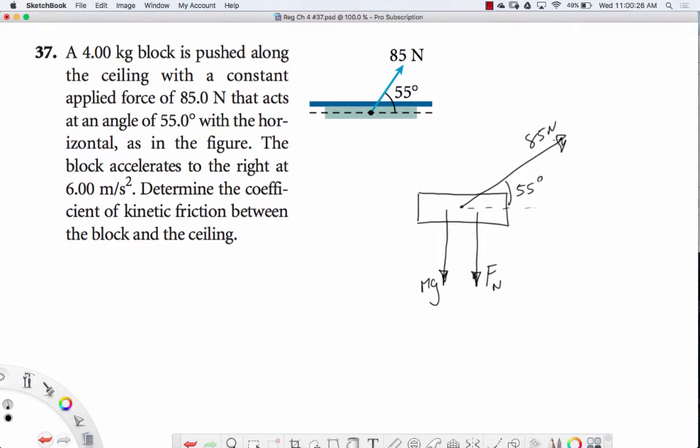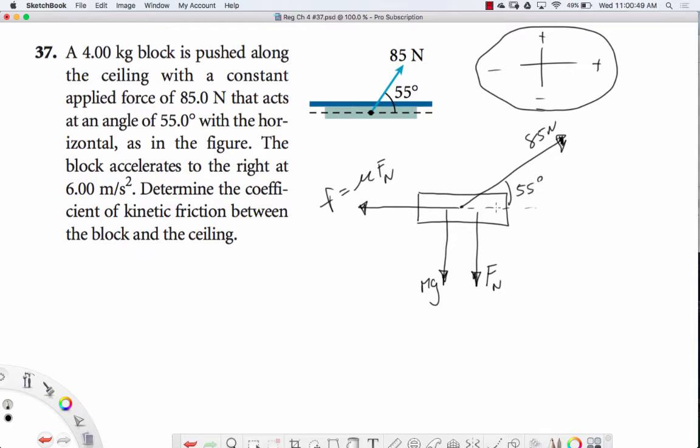And then the final force, there's a force of friction. If this block is moving to the right, then friction must be to the left. And friction equals coefficient times normal force. And we're trying to solve for this coefficient. Okay, sign convention is like this. To the right plus, to the left minus, up plus, down minus.